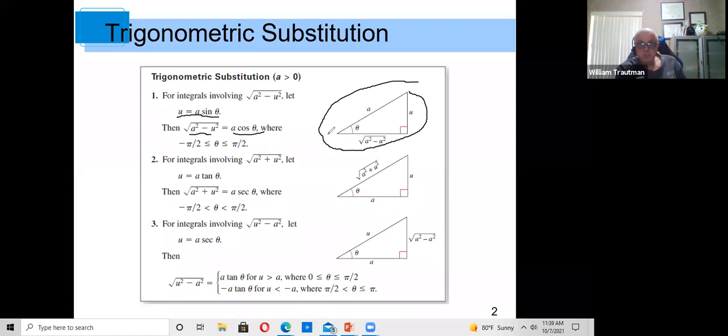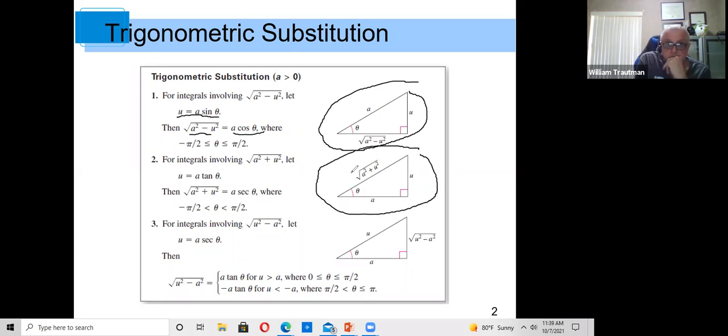Let's see what else we want. Number 2, if you have an a squared plus u squared, the triangle is set up this way. And I'm going to show you what these triangles mean when we do a problem. And this time u is a tangent theta, and this converts to a secant theta.